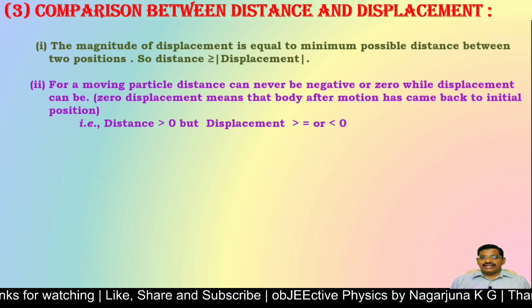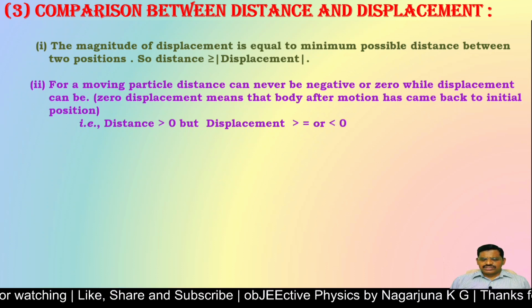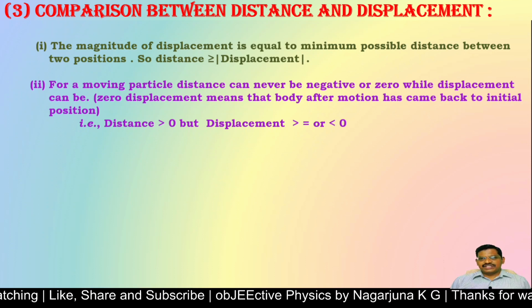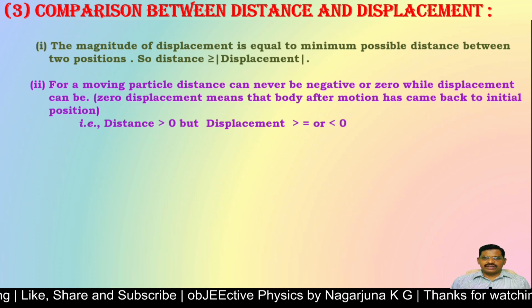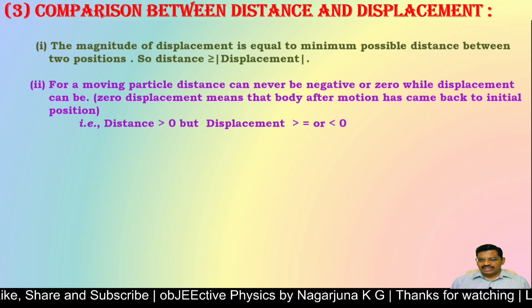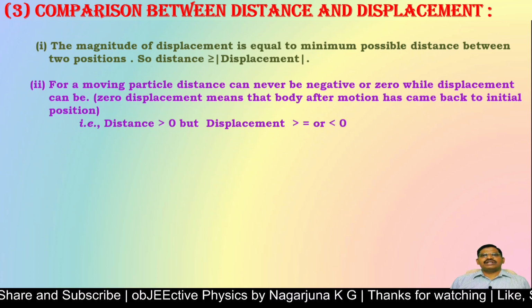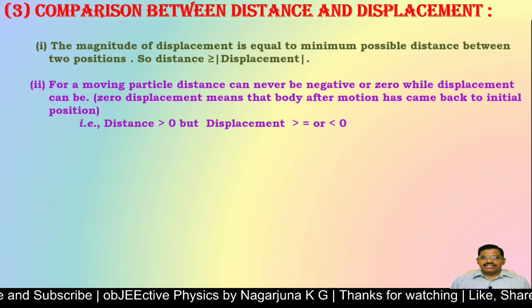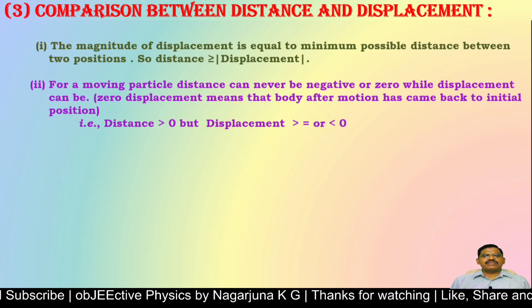Whereas in case of displacement, suppose after travelling a certain distance from the starting point, the particle comes back to the same position, displacement becomes 0, because displacement is nothing but the shortest distance between the final position and the initial position. If the final and initial positions coincide, definitely displacement becomes 0.